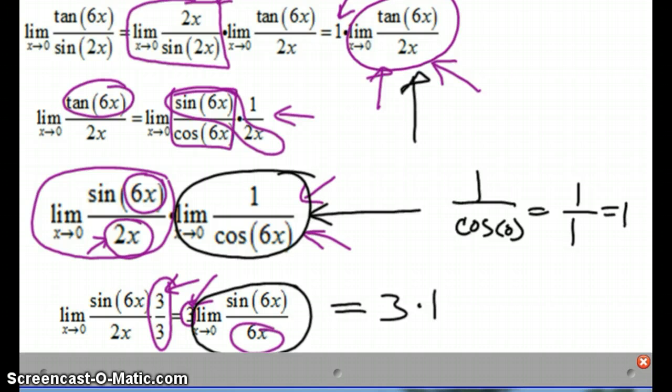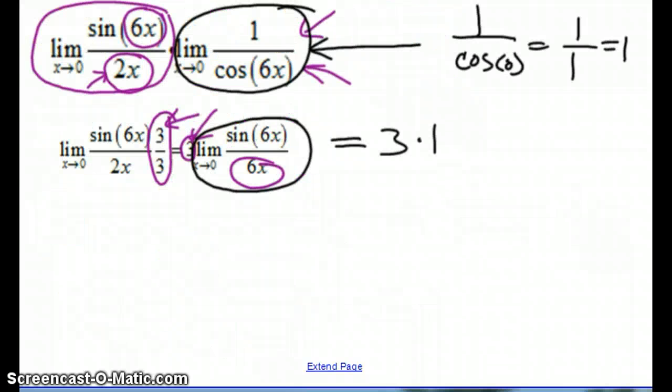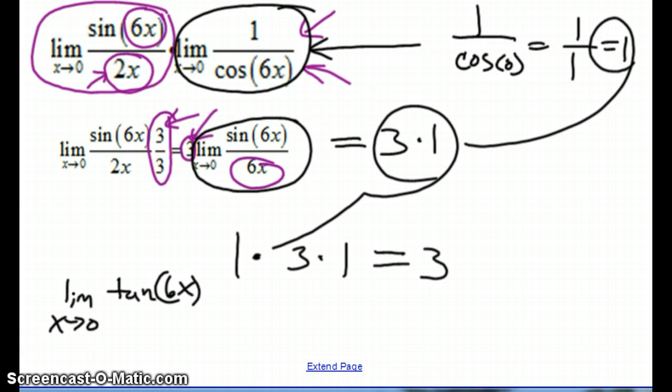So all the pieces we had before, remember that earlier we had a 1 times, and then we're going to multiply by these two limits. 3 times 1. So my whole limit overall, the limit as x approaches 0, of tangent 6x over sine 2x is just 3. Moving on to 41, we'll work that one the same way.